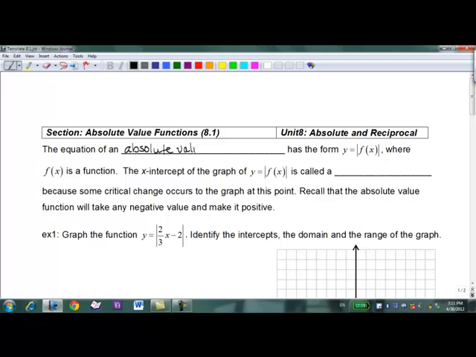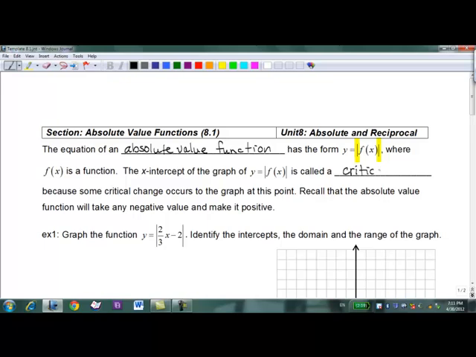So the equation of an absolute value function has the form y equals absolute f of x. You can see these two little vertical lines that encompass our function f of x make it an absolute value. So f of x is the function, and we're taking the absolute value of that function. The x-intercept of the graph of y equals absolute f of x is called a critical point.